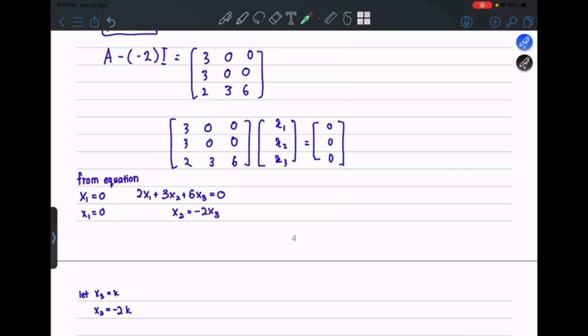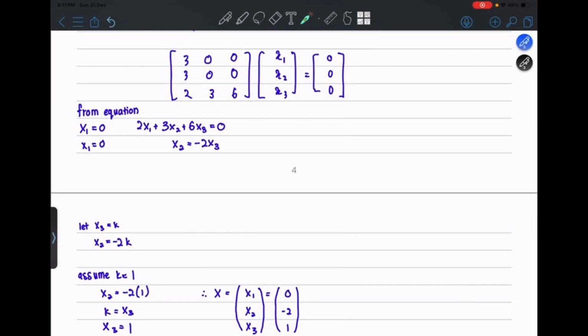And since the second row is just the same as the first row, it'll be the same equation, x1 equals 0. So the only different equation is the third one, 2x1 plus 3x2 plus 6x3 equals 0. Since we already know x1 is equal to 0, you just put it inside here and it turns to 0. Then you move this 3x2 over and it becomes negative, and you get x2 equals negative 2x3.